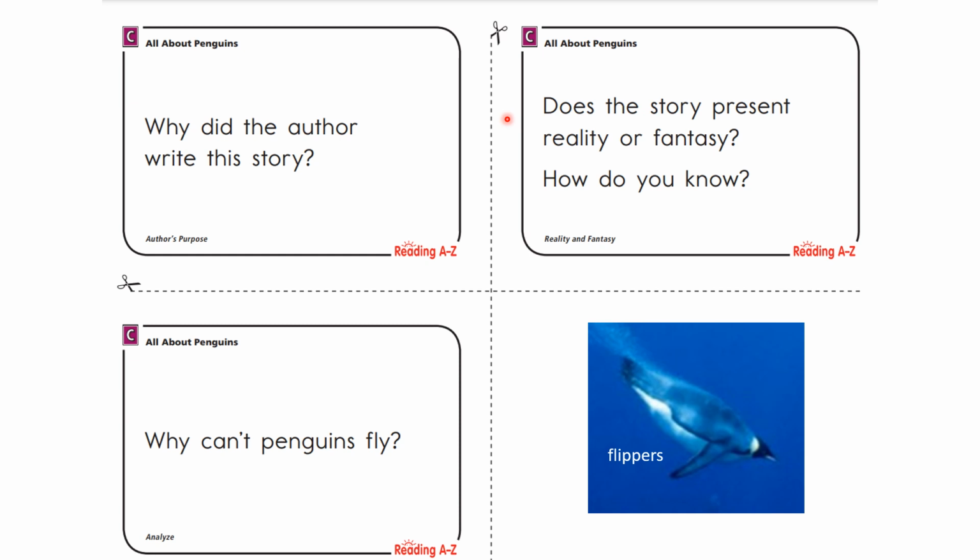This story is reality. It's real information about penguins. Fantasy means a story is made up. So we know that this story is reality because the author was giving us information. Why can't penguins fly? Remember, penguins are birds, and birds can fly, but penguins cannot. Why can't penguins fly? Because penguins have flippers, not wings. The flippers are used to help the penguins glide through the water.